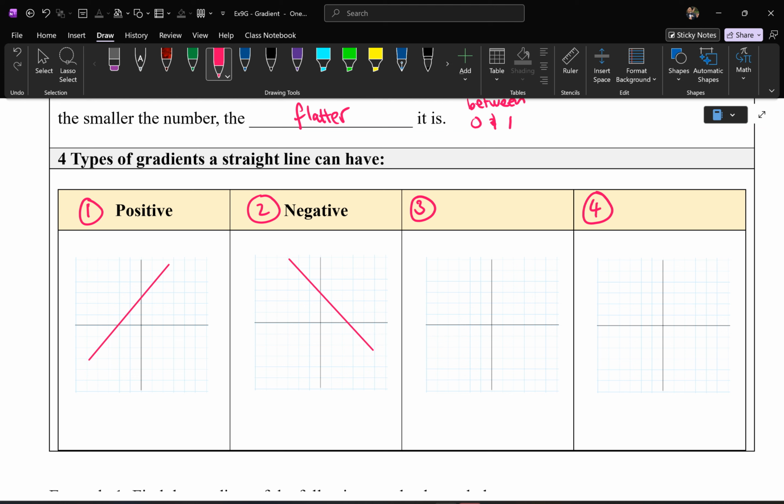Now, those are the 2 types. Now, there's 4 types in total. So which 2 types of lines am I missing at the moment? What am I missing, Kyle? I got 0 and undefined. Now, what is 0 and undefined?